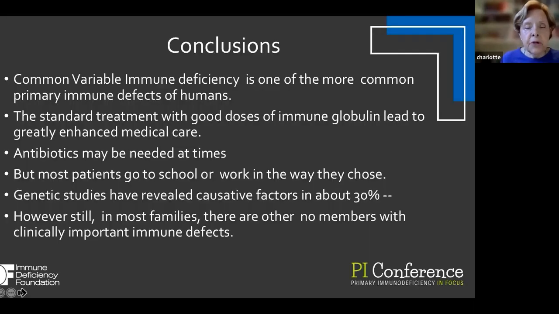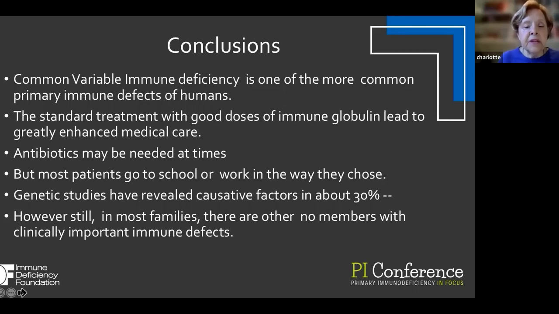So this is kind of the conclusion slide, which is that it is really one of the more common of the primary immune defects of man. And the standard treatment of good doses of gamma globulin really leads to greatly enhanced medical care. There's just no doubt about it. You still need antibiotics. We use antibiotics very, very freely. And most patients, I have to point out, having said all the things I've said, most of the patients that I see are either in school now, or they're working full time, or they've retired because they felt like it.